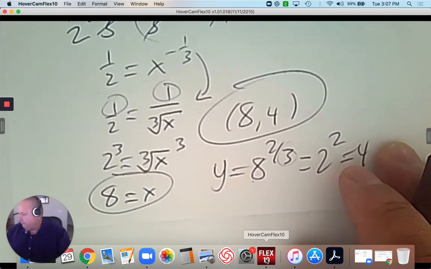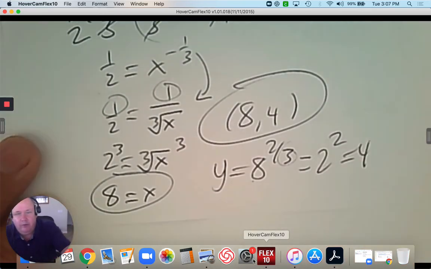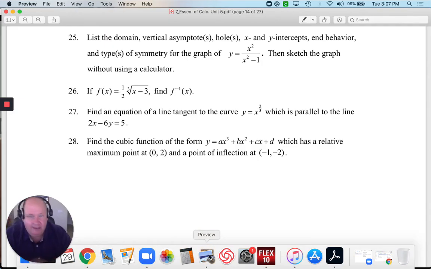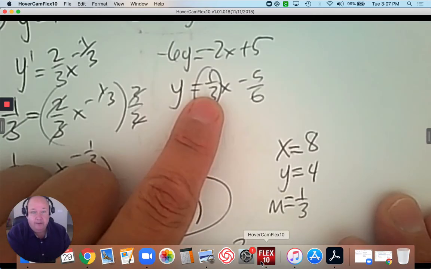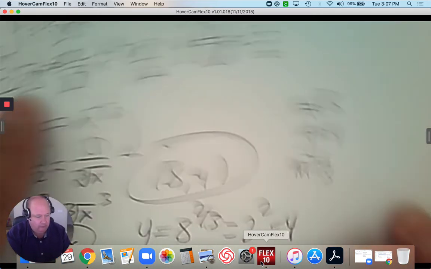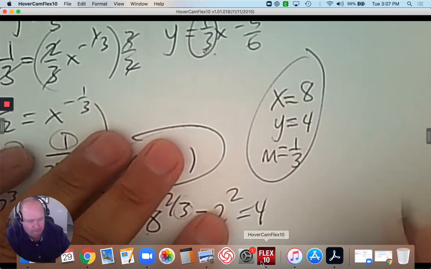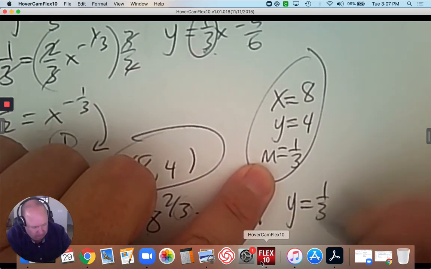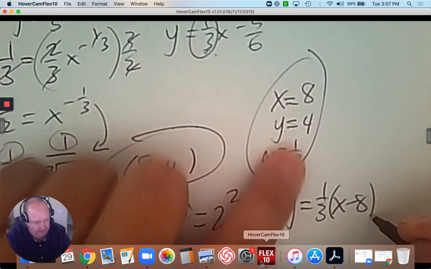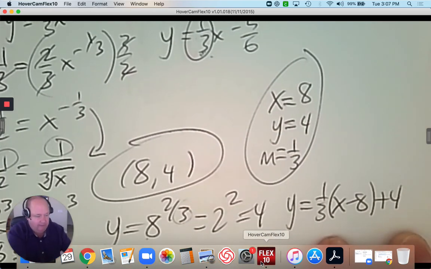We have, and then it says, wait, make sure I answer the question. It said find an equation of a line tangent. So I need an equation of a line with that. So x equals 8, y equals 4. The slope, we knew right at the beginning, was 1/3. That was right there, right? We knew right away we made it equal to 1/3. So the slope was 1/3. We found x, we found y. What's the equation then that comes from that? So it's y equals the slope, change the sign, keep the sign, and you have the equation of the tangent line that matches that.